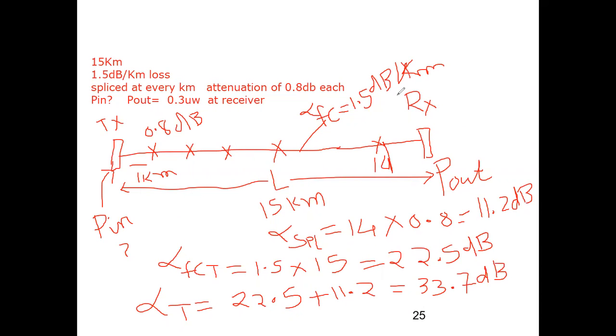Attenuation का formula all of you know. Alpha is equal to 10 log 10 P in upon P out. So P out is given 0.3 microwatts. So find out P in. So utilize your calculator and calculate.